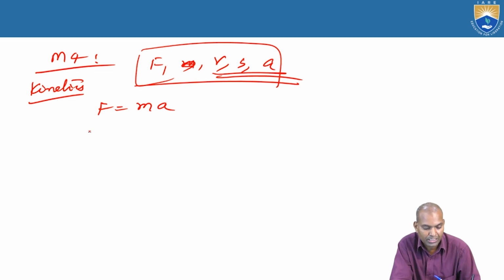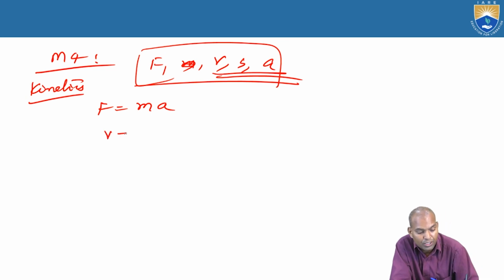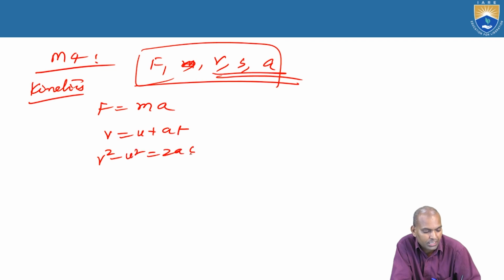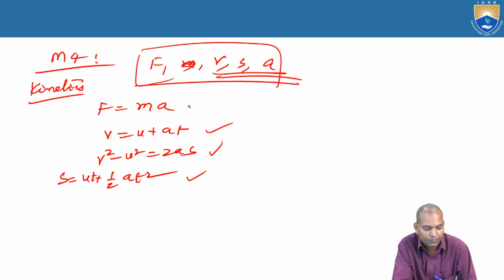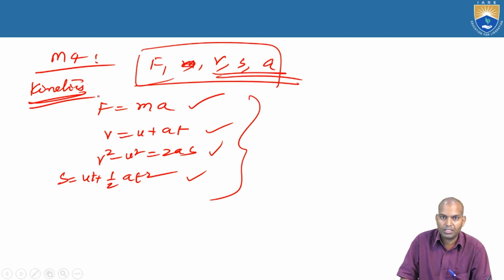Those equations of motion are to be considered in studying the kinetics of rigid bodies, such as v equal to u plus at, v square minus u square equal to 2as, and one more is s equal to ut plus half at square. These four equations are considered to study the kinetics of rigid bodies.